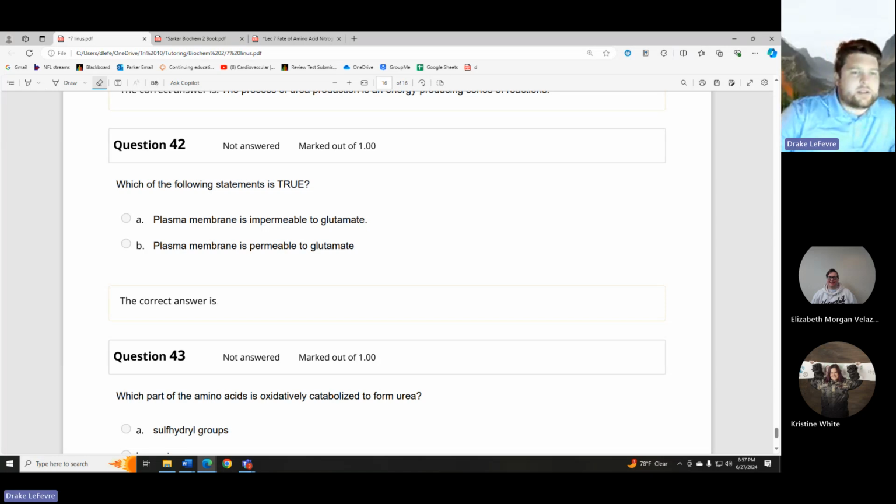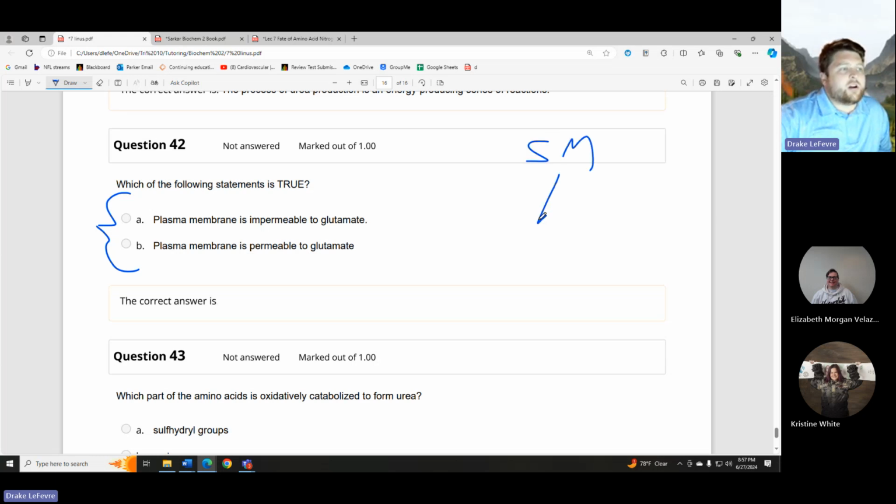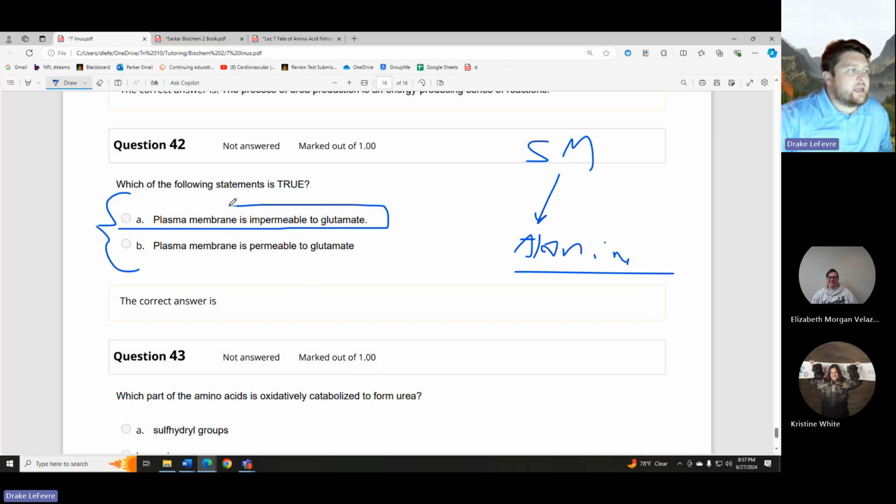Which of the following statements is true? So this is actually kind of going back. This is the reason why the glutamate and stuff in skeletal muscle converts to alanine in order to get through, and then why it turns it back into glucose to send it all the way back up, is because the plasma membrane is impermeable to glutamate. So glutamate can't just pass through all by itself.